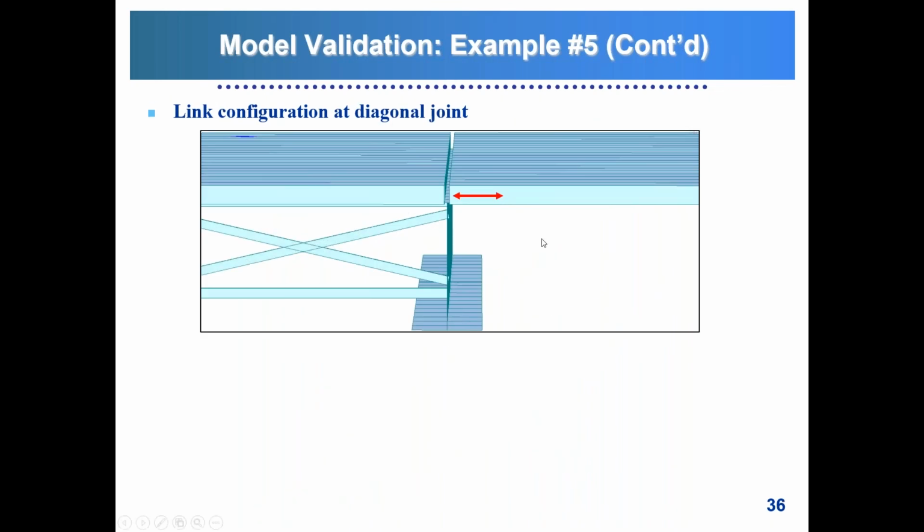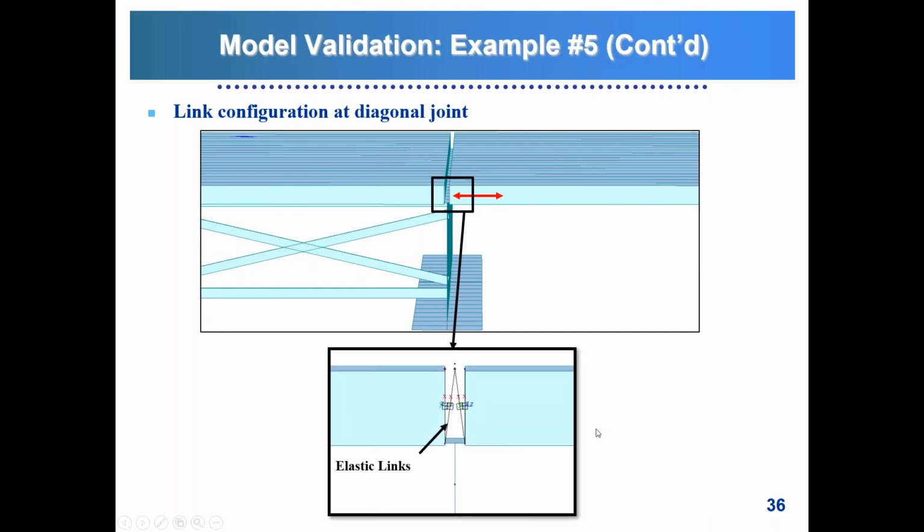So in the Midas model, we had it modeled that way. Essentially, this is the fixed side. That's the side that was free to slide over the deck, and we used a series of elastic links to model that, and essentially used the force on those links to come up with the design load for the tie down system.